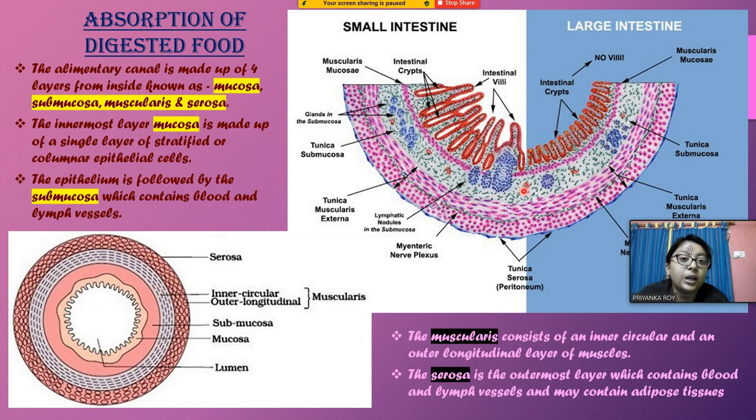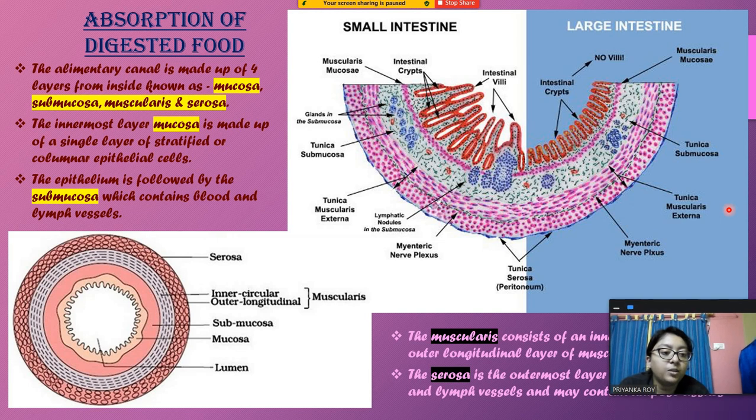Now if we compare the walls of the small intestine with that of the large intestine, what we will find is that intestinal villi are present only in the small intestine, and in the large intestine villi are not present. Here you will find only intestinal crypts, which are quite similar to those of the small intestine, but the prominent finger-like projections known as villi are absent in the large intestine, because it's very obvious that the major part of absorption happens in the small intestine only, and the large intestine does not participate in absorption of digested food.